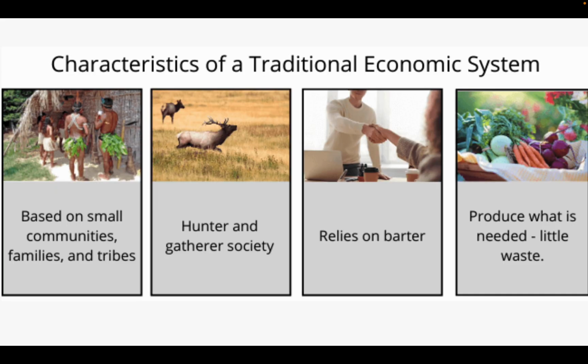When we talk about characteristics of a traditional economic system, it's usually based on small communities, families, or tribes. They could potentially have a hunter-gatherer society. So there's hunting, there's gathering.